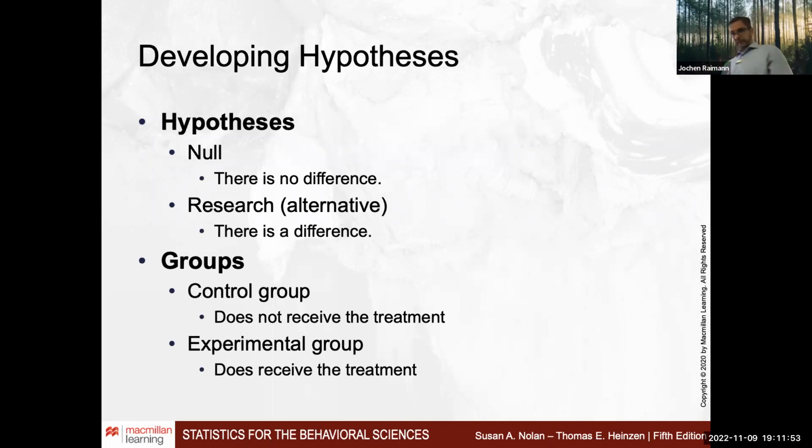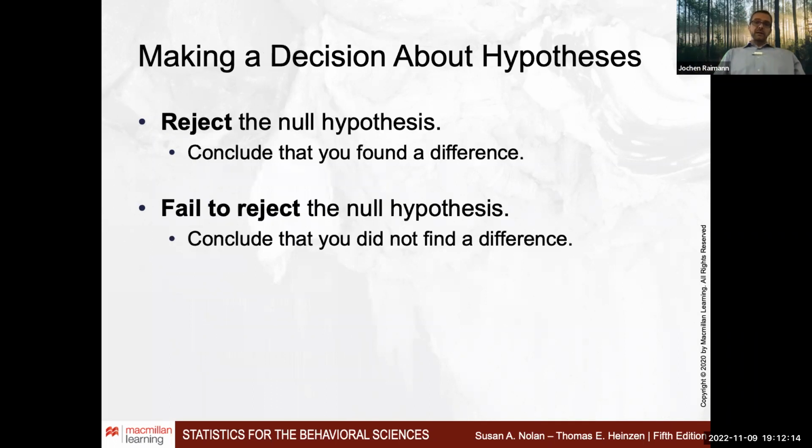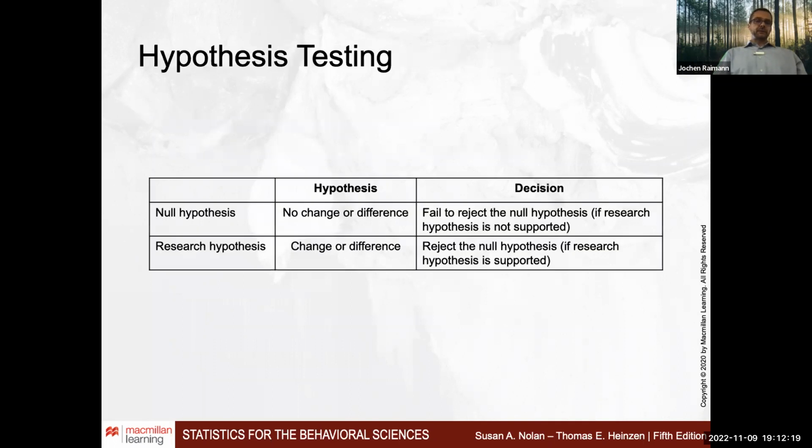Yeah, here we go. Hypothesis: the null hypothesis is that there's no difference. Research hypothesis: there is a difference. You're basically doing that also by comparison of groups. We talked about control group and experimental group. The experimental group gets the treatment, the control group does not get the treatment or gets a placebo. Then you have a placebo-controlled trial, right? Making a decision, you reject it or you fail to reject. Yeah, we talked about all of this.